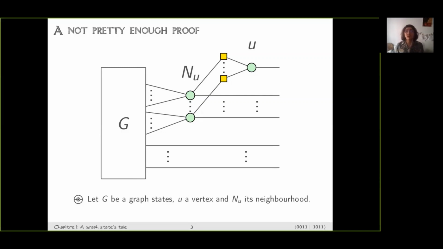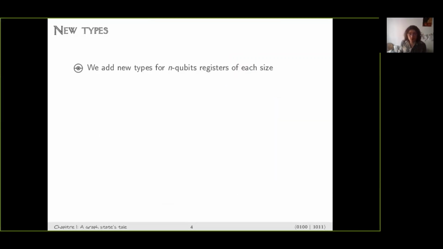What we do is that we add more types. Usually in the ZX-calculus, we only have one wire type. We just have a wire of size 1 corresponding to a qubit. But here we add big wires of size n, and a wire of size n corresponds to a register of n qubits. So we are not in a PROP anymore, we have a colored PROP, and the colors correspond to the different sizes. So a little bit of notation.